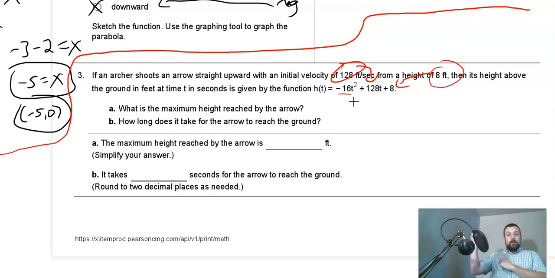You have the person shooting the arrow, gravity working to slow the arrow down and eventually cause it to fall back down to the ground. What is the maximum height reached by the arrow?